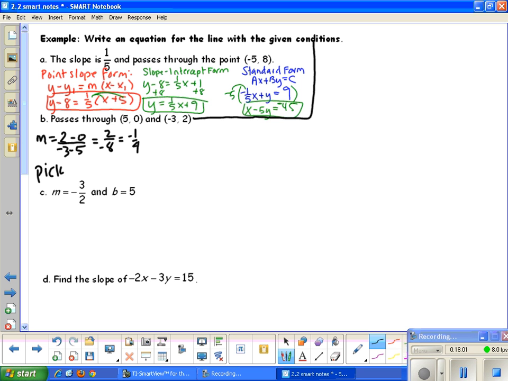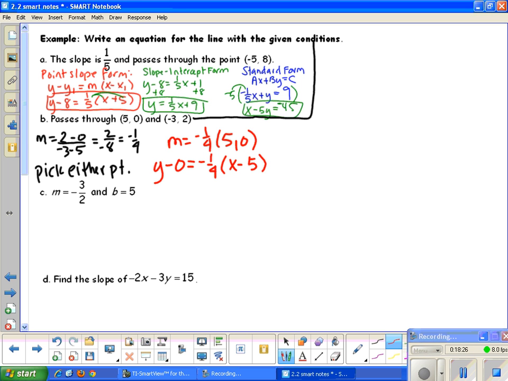So pick either point. And in this case, I'm going to pick the one with 0 because 0 is easier to work with. And then I would always write it down so I know which one you picked. Now I'm going to put this in point slope form. So y minus 0 equals my slope times x minus my x coordinate of the point that I'm using. Now this would be point slope form.